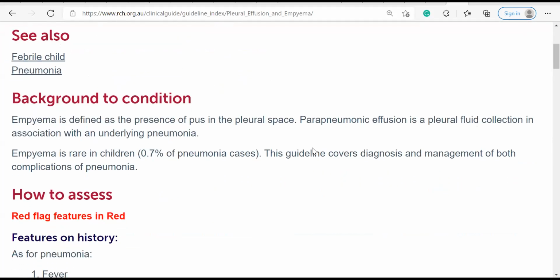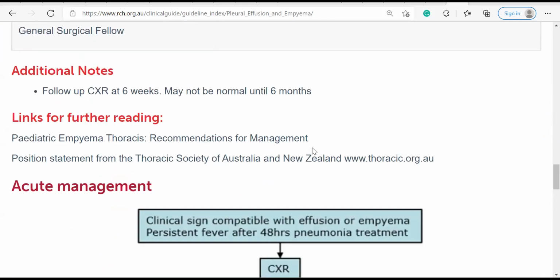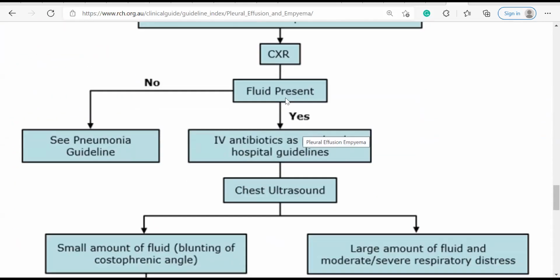Okay, well, you did a blood culture, you started IV antibiotic, and in the chest X-ray, you find out that the patient has fluid in the X-ray.